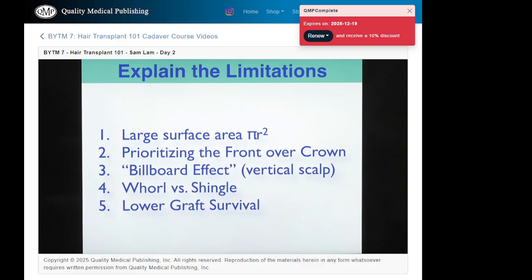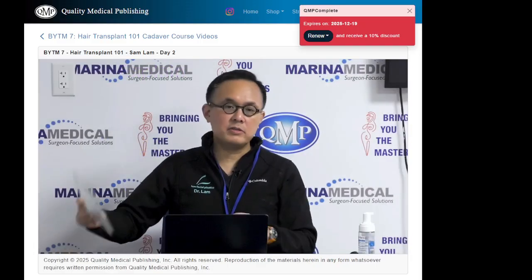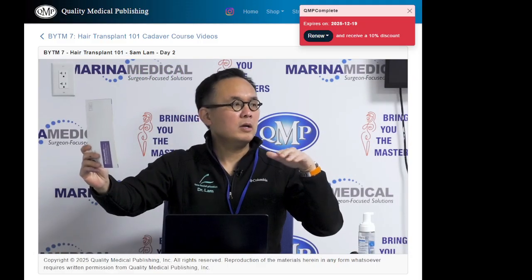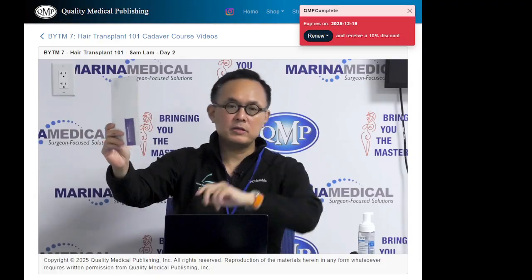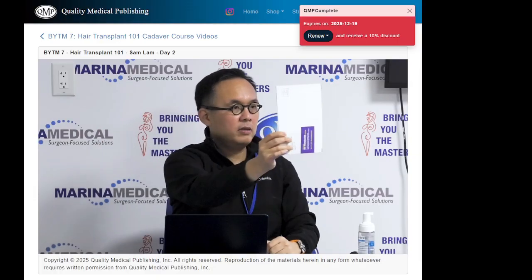Large surface pi r squared issues, prioritizing the front over the crown. Billboard effect. Basically what that means is, if this is the crown, I'm looking at it spot on. What is the problem with the crown? What is the definition of baldness? It's not just the absence of hair, it's looking at scalp. When I look at the top of the scalp, I see it like this. When I look at the crown, I see it like this. It's hard to cover that.